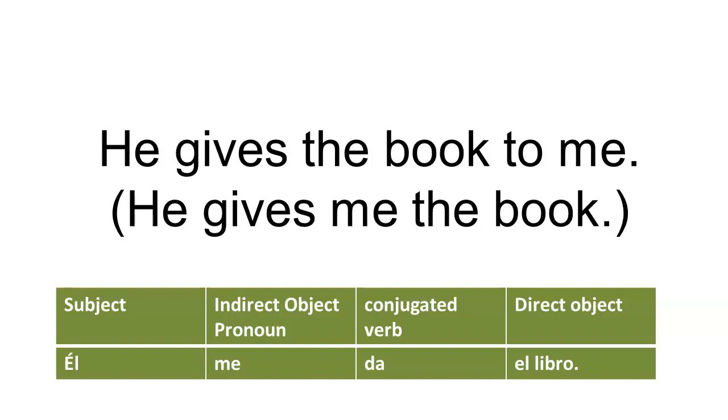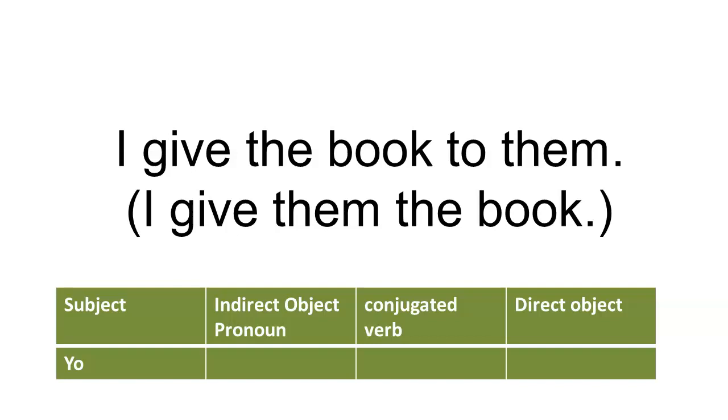So how about another example? I give the book to them, or I give them the book. So we have I, yo, give, doy, yo doy, I give, what? That's the direct object. El libro, yo doy el libro, I give the book. And to them, so remember it's either me, te, le, nos, os, or les. Those are the six indirect object pronouns. If you memorize them, no problem.